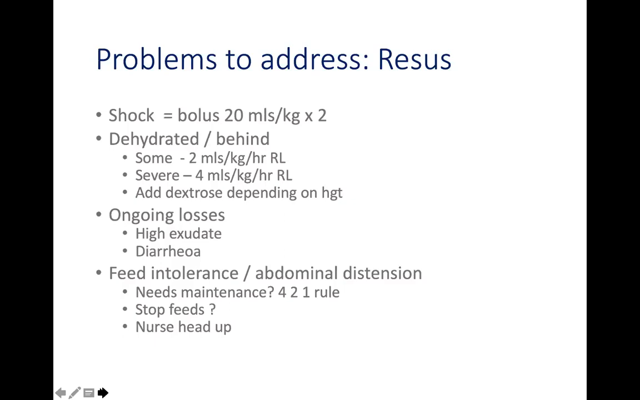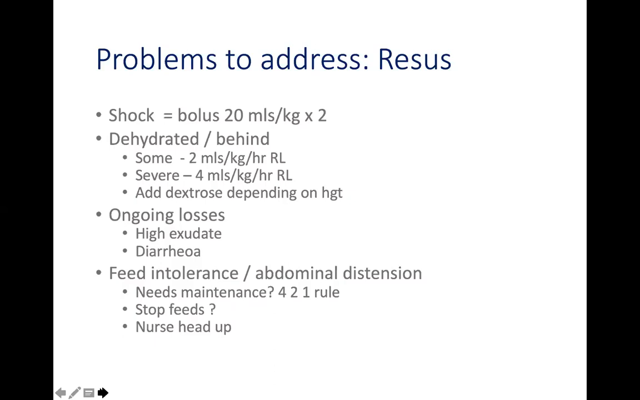That's the 4-to-1 rule. So 4 mils for the first 10 kgs, 2 mils for the next 10 kgs, and then 1 mil for every kg after 20. And that is per hour. Some of you may know it as the 150-20 rule. I prefer working it out per hour.